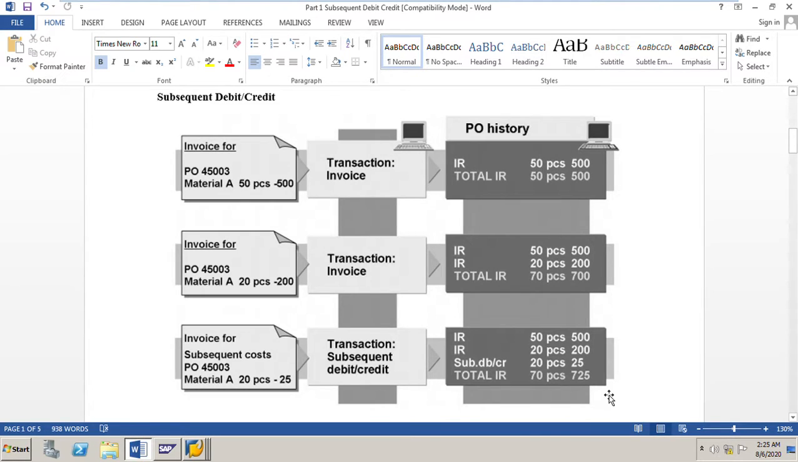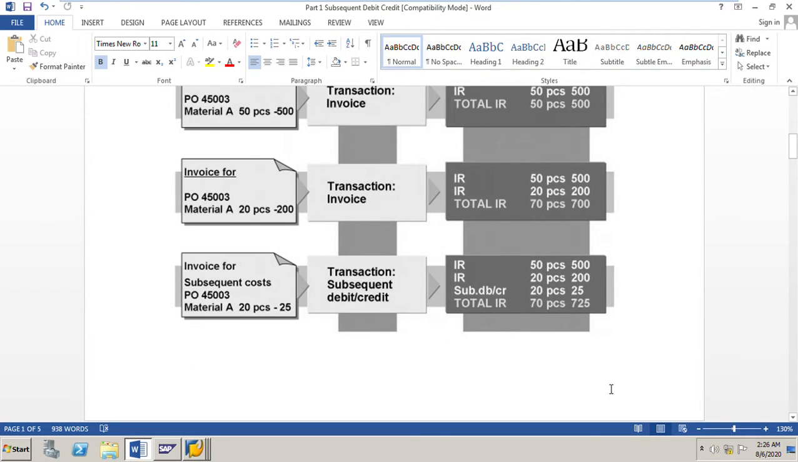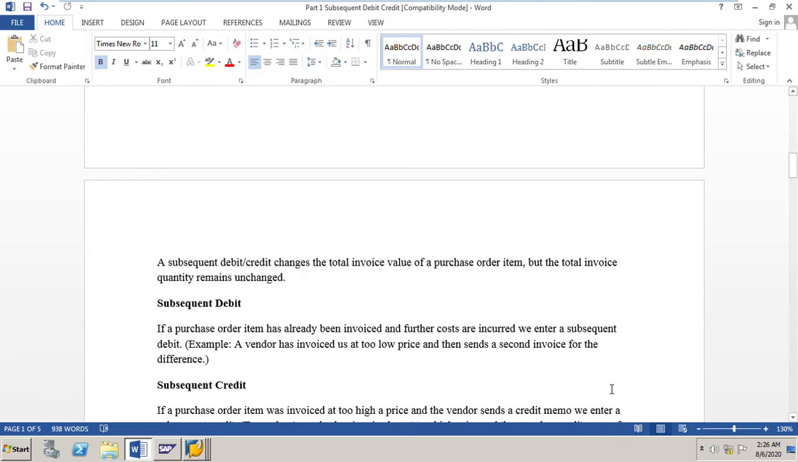Next, the vendor finds that he has underestimated the cost of the material, and he has incurred some additional cost for these materials. The additional cost the vendor finds is 25 rupees for the 20 pieces. Then he sends a subsequent debit for the 20 pieces for 25 rupees. Now the total invoiced amount will be 700 plus the subsequent debit of 25, which is 725 rupees. Now, what is a subsequent debit credit?